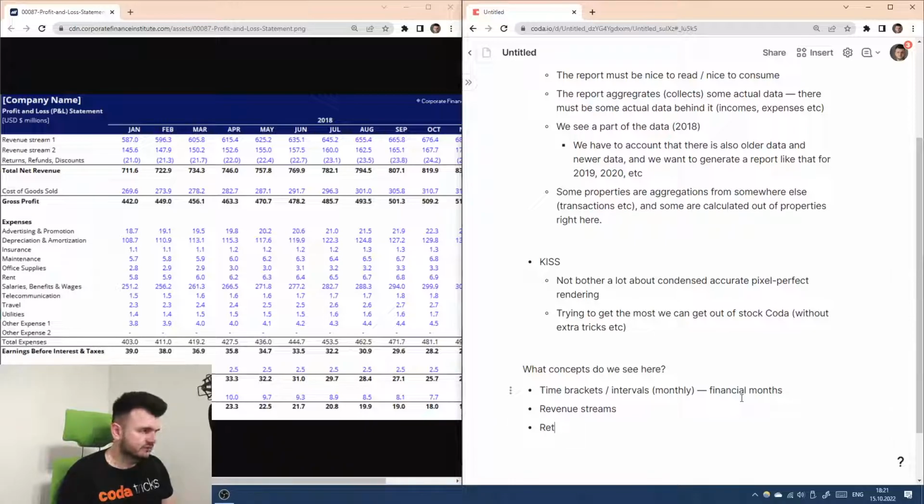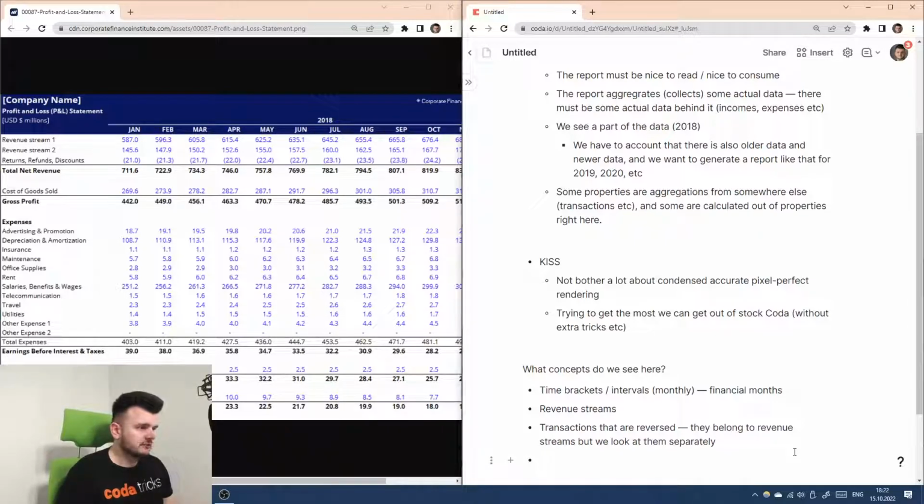Then we have returns, refunds, discounts. So we have revenue streams, and then we have some transactions that are reversed. They sort of belong to revenue streams, given how they are grouped here on one side of the screen, in one part of the data. So they are related, these returns, refunds. They are not in expenses. They belong to revenue streams, but we look at them separately.